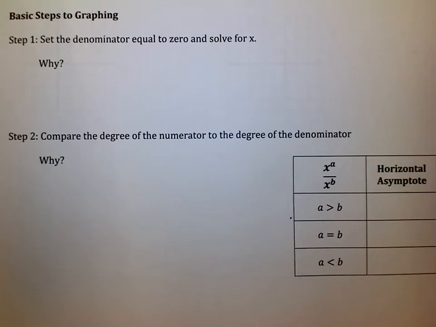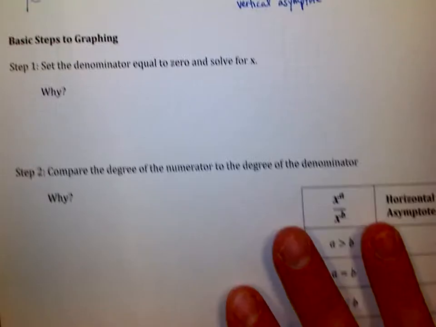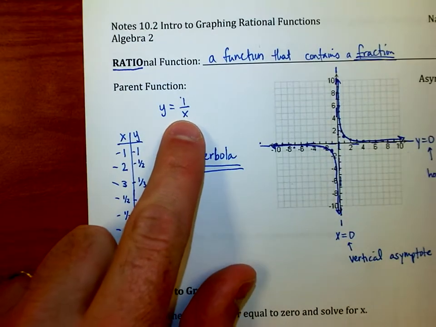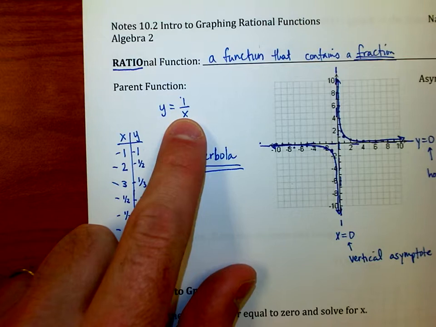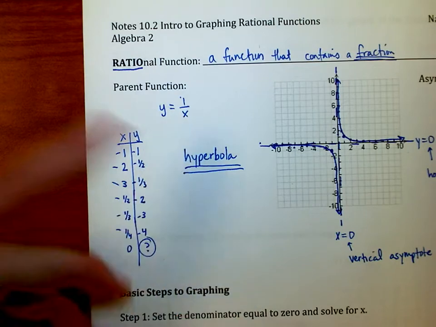Step one is to set the denominator equal to 0 and solve for x. In later problems, as they get more complicated, that won't be the first step. We're going to mix some stuff in as the problems become more difficult. But the first step really is, if I have 1 over x, I'm going to set the denominator, which is just the bottom of the fraction, x, equal to 0 and solve for x.